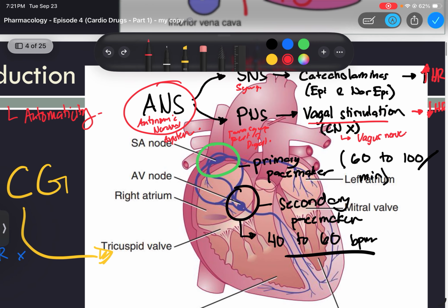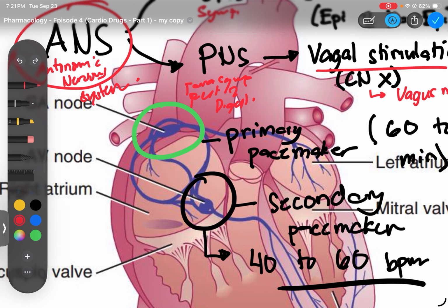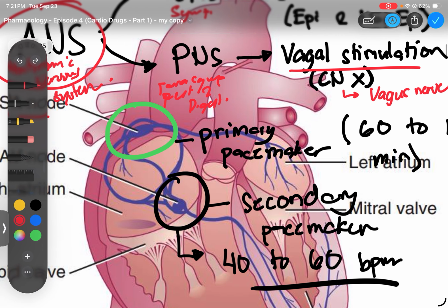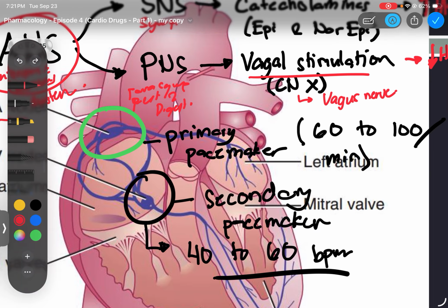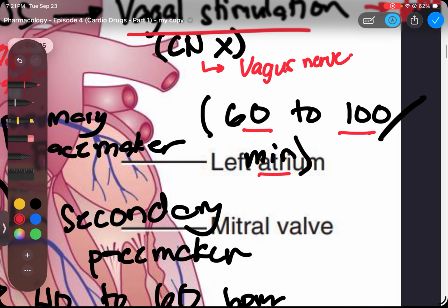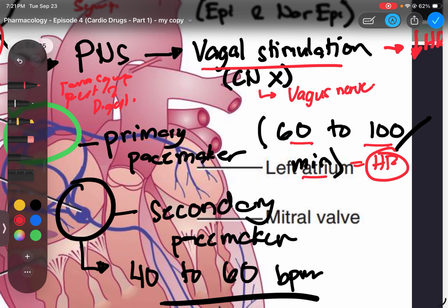Now there are two main conductive organs found in your heart. First is your SA node, this one here. The SA node, the one encircled in green, is our primary pacemaker, and it is the one that generates electrical impulses for our heart. Primarily, it will generate an electrical impulse 60 to 100 times per minute, which is very familiar because this is also our heart rate. Each electrical impulse is equivalent to one cardiac cycle.